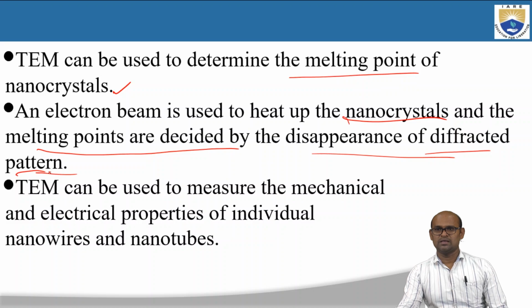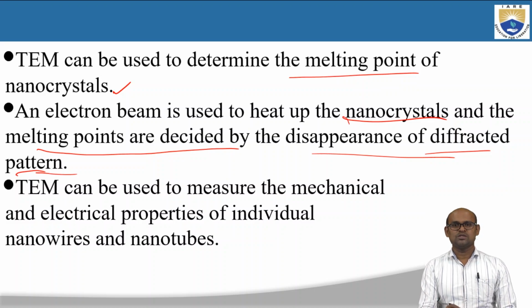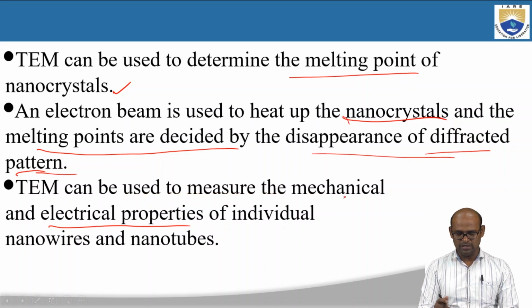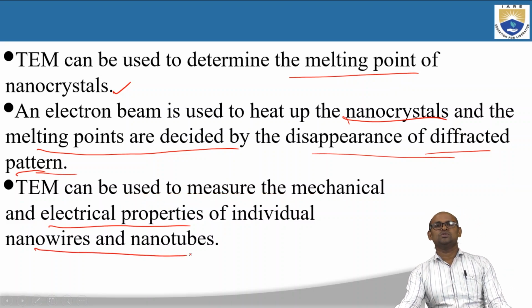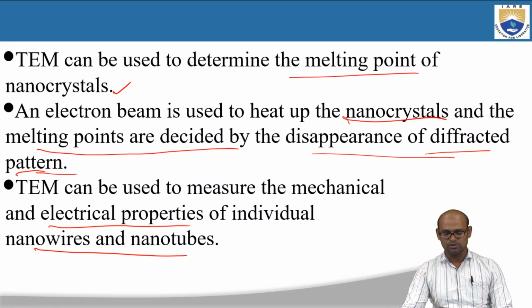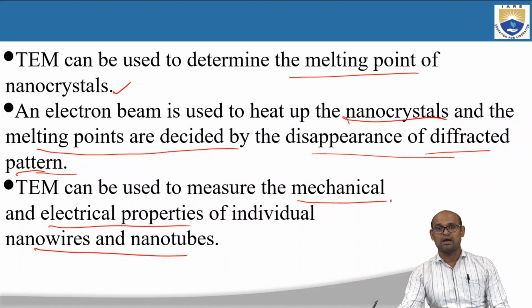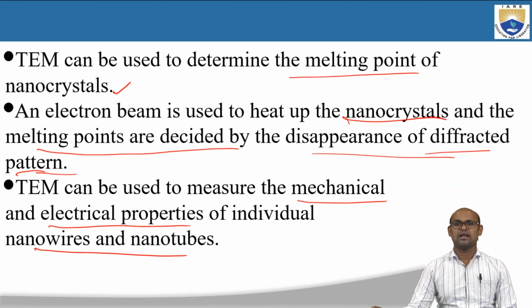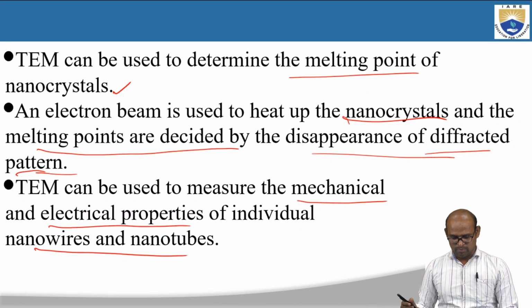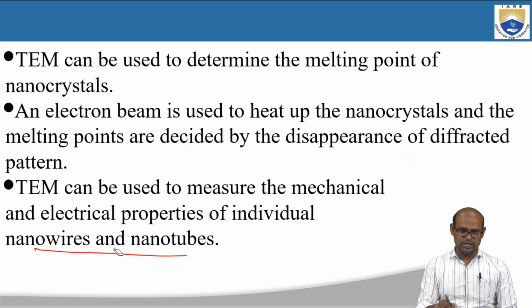Whenever this diffraction pattern disappears, we find that temperature as the melting point of the nanocrystal. So the transmission electron microscope can be used to measure the mechanical and electrical properties of individual nanowires and nanotubes. We can use it not only to look at the melting points of these nanocrystals, but also to measure the mechanical and electrical properties of individual nanowires and nanotubes. So these are some of the advantages of the transmission electron microscope.